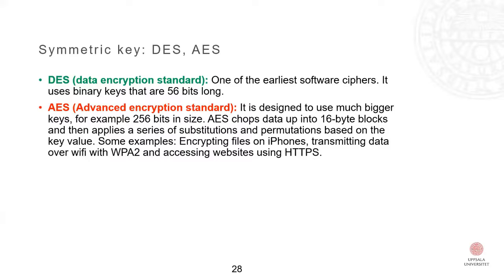How AES works is that it chops data up into 16 byte blocks and then applies a series of substitutions, like we saw in substitution cipher, and also permutations, as we saw in the permutation cipher, based on the value of its key. So it becomes much more difficult to detect. This technique, AES, is used on iPhones, it is used in the HTTPS protocol, etc.